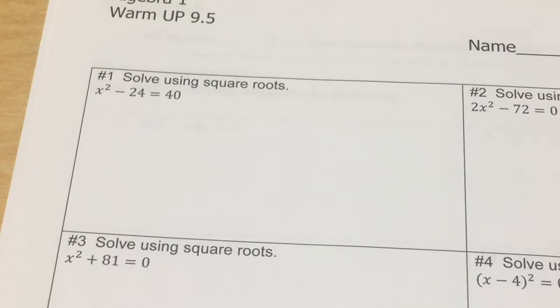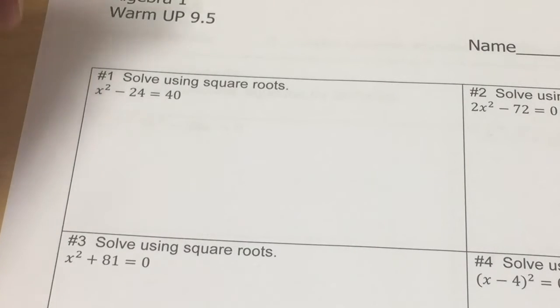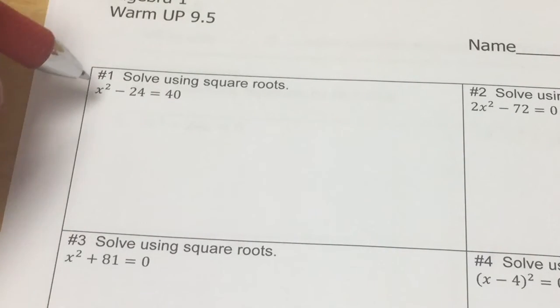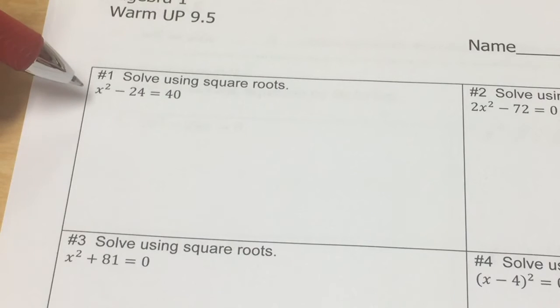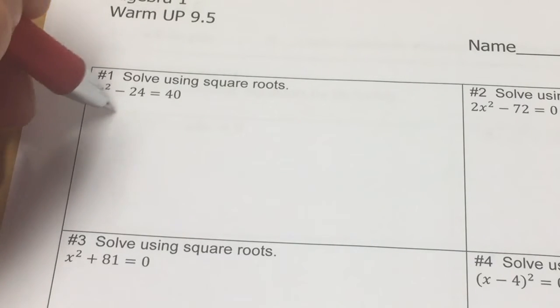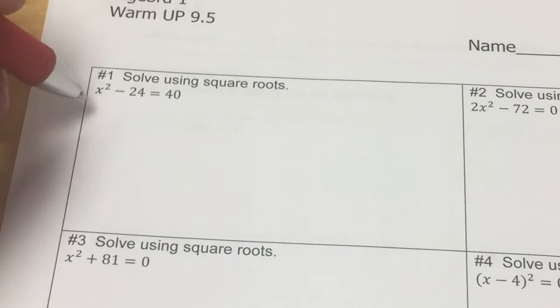Anyway, let's look at this warm-up. And we're reviewing solving using square roots, which means we're going to try to get our x squared term by itself. And then once we've done that, we'll take the square root. In a couple cases, we'll do something after that as well.